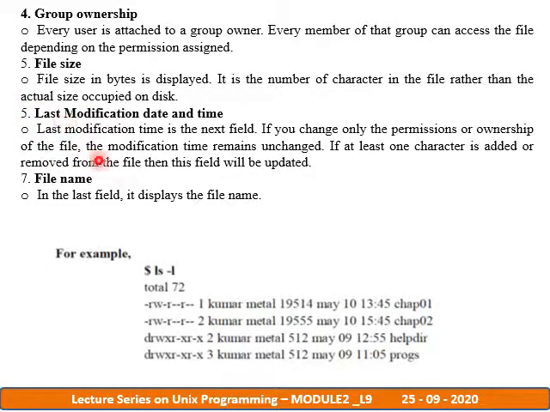The sixth attribute is the last modification date and time. Last modification time is the sixth field. If you change only the permissions for the user or the ownership of the file, the modification time remains unchanged. But if at least one character is added to the file, or removed from the file, then that particular field gets updated, right?